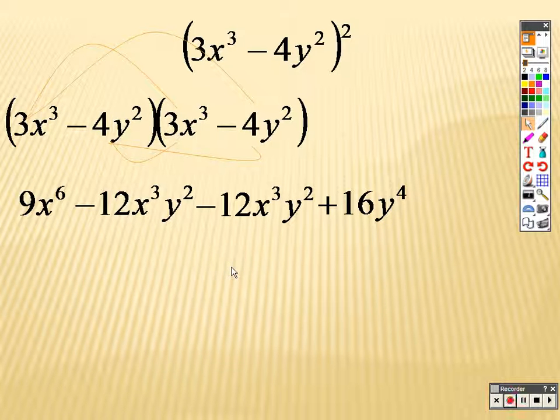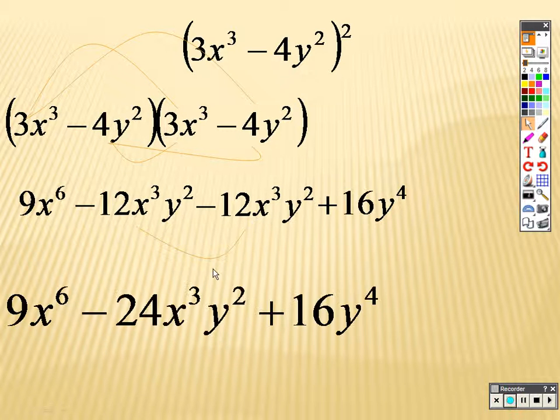Now you have to see if you can combine anything together. There are no other x to the sixth. There are no other y to the fourth. But look here. x cubed y squared. x cubed y squared. They are exactly the same. If I have negative 12 of these, and I have negative 12 of these, I actually have negative 24 of those. And that's how you combine them together.